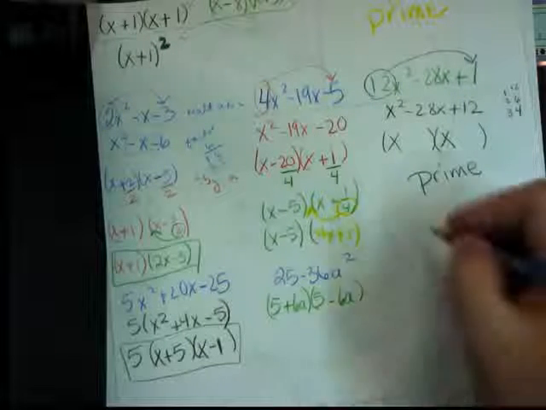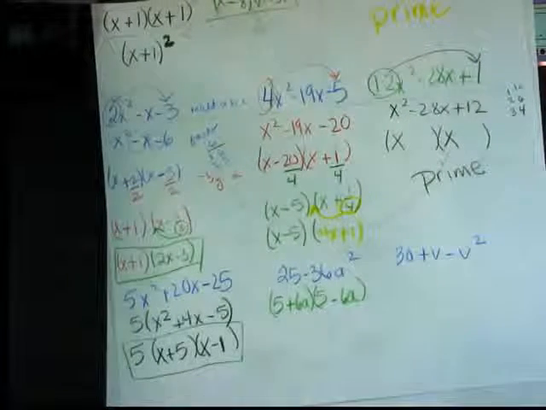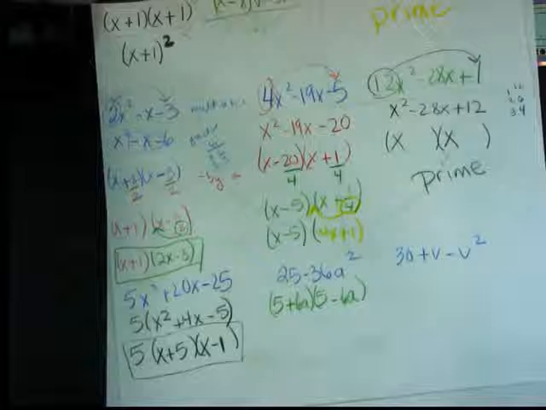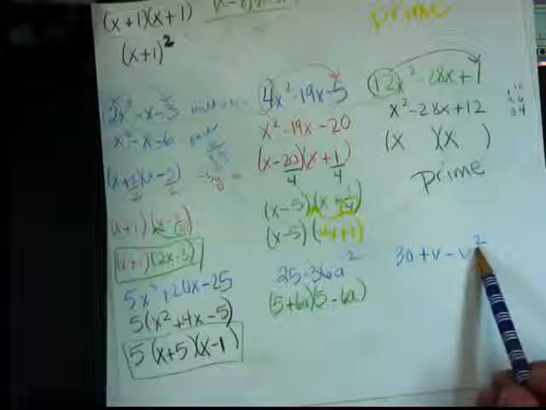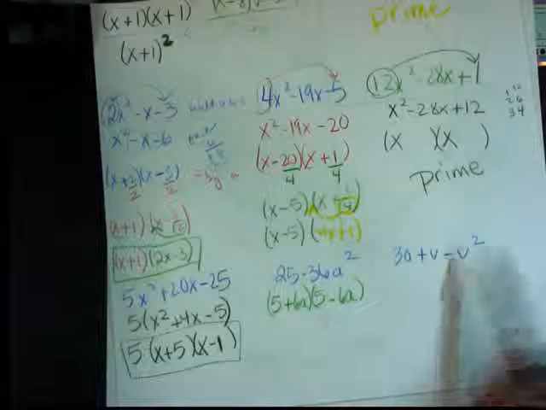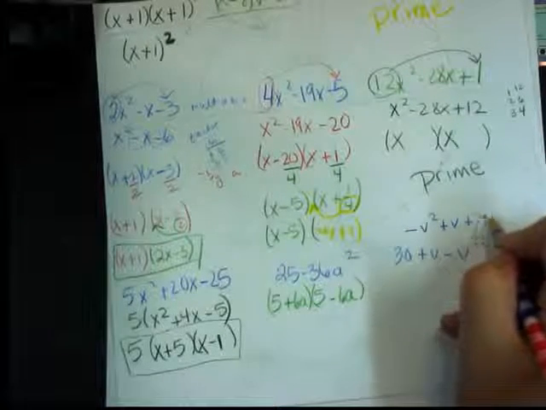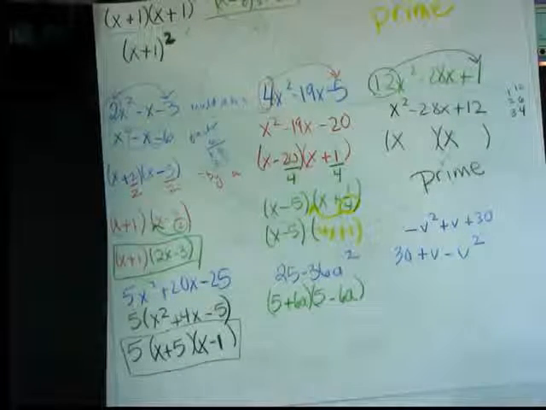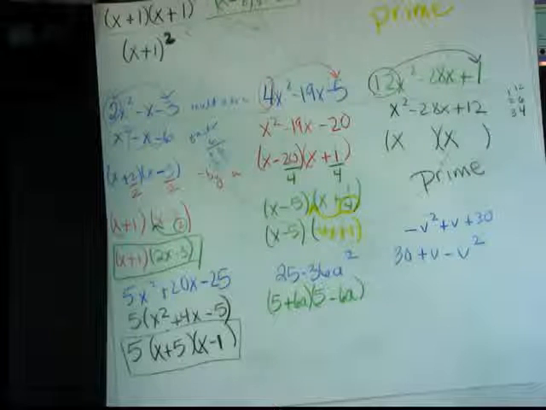So let's look at one that's backwards again. 30 plus v minus v squared. Now again, if I look here, the square is negative. So I don't want to rewrite this. I do not want to put negative v squared plus v plus 30. I do not like to have my squares, my leading coefficient, negative. So we're going to kind of work backwards.